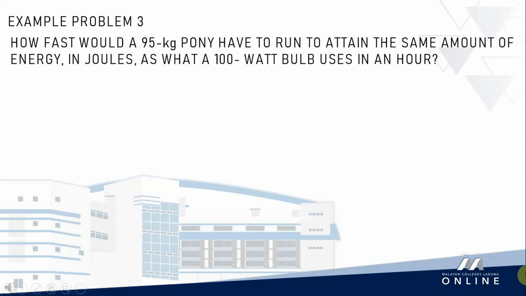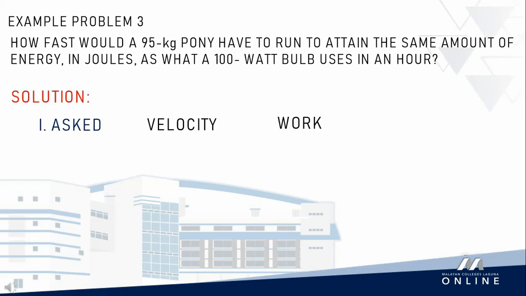For this last example, I will let you do this. How fast would the 95 kilogram pony have to run to attain the same amount of energy in joules as what a 100 watt bulb uses in an hour? I will pause this video and try to find the velocity of the pony and the value of work done. Okay, look at your work and check if we have the same answers.